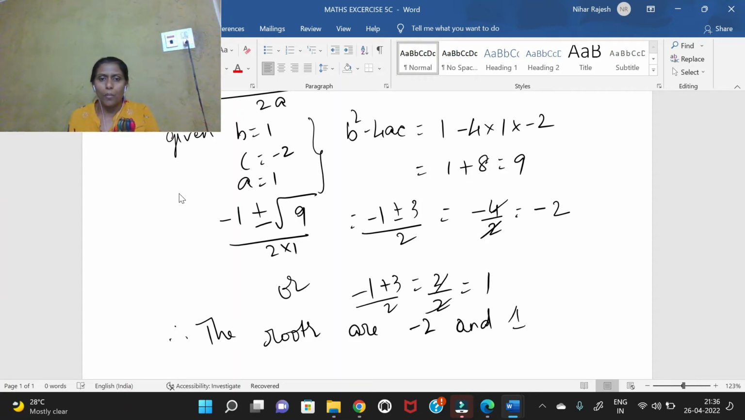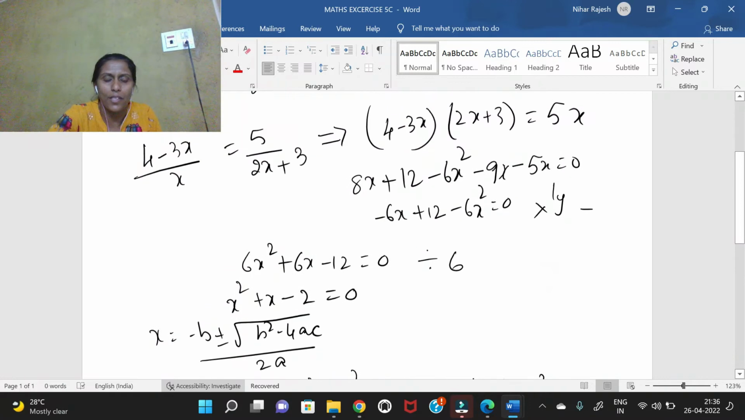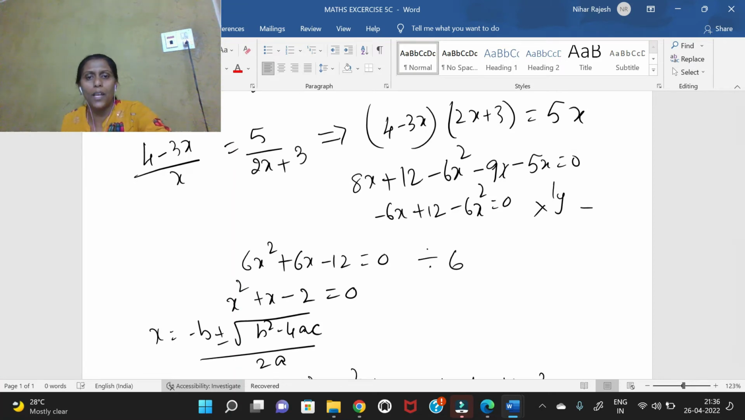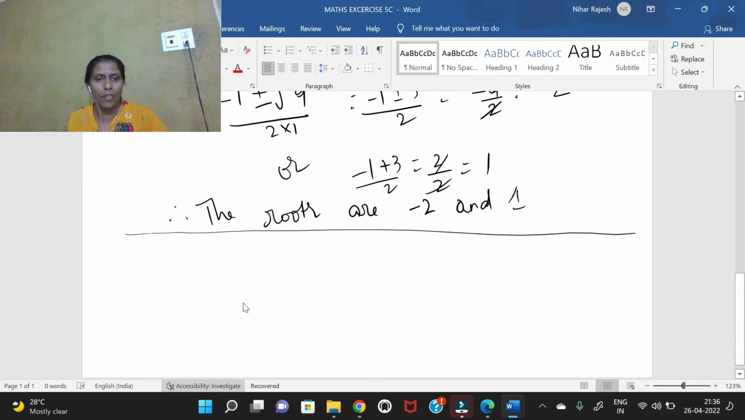Okay. Now, probably this much is enough for you. What I will do is, I will take you down for the factorization method also. So, here, see, what was the equation we had? x square plus x minus 2. Okay. So, hope you guys are copying this. x square plus x minus 2 is equal to 0.